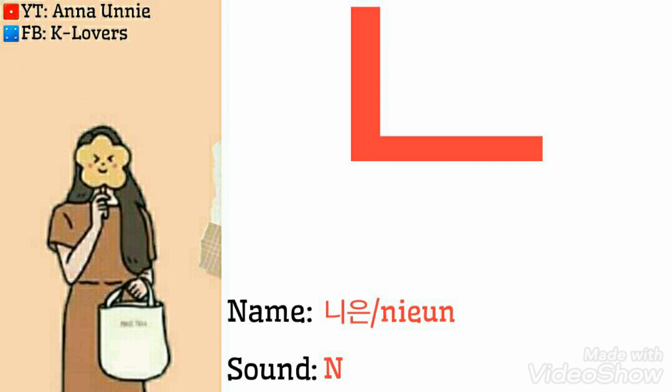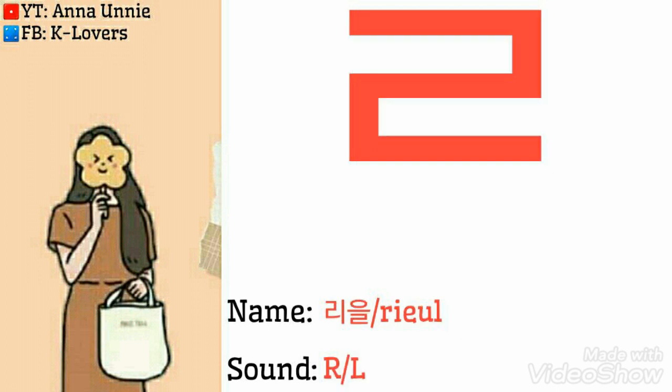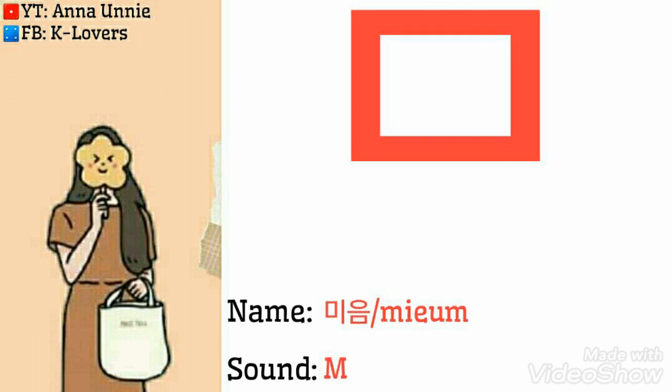The next is 티귿. The sound is D. 다, 다, 다. Next is 리을. 리을 is R and L. 라, 라. The next is 미음. The sound is M. 마, 마.